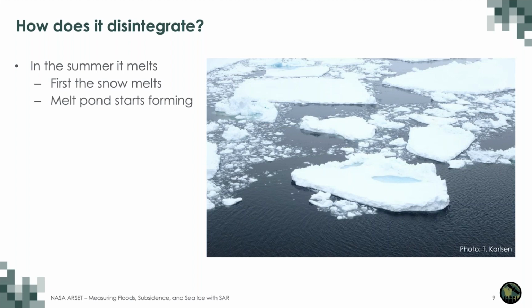First, the snow on top of the sea ice melts and melt ponds start forming. And you can see such a melt pond here in the ice floe. And this is at the very start of the melt season. So you have the melt ponds just sitting on top of the sea ice. And this means also that the albedo is decreasing and the heat absorption in the ocean can start increasing.